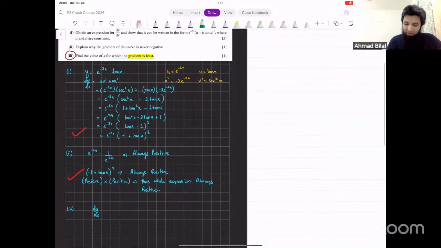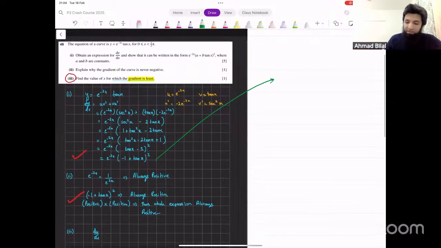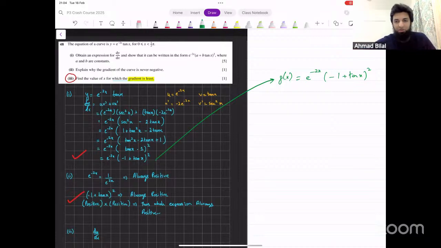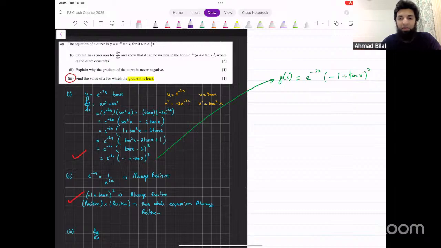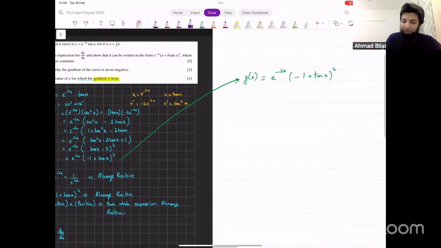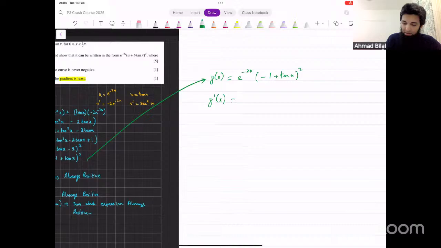What you do is you treat this as a new function. You say this is the gradient function, which is e raised to power minus 2x times minus 1 plus tan x whole squared. Forget about whatever was the original function. That does not matter. This is the gradient function. You are looking for the value of x for which this function is least, when this has a minimum value. How do you find minimum point of anything? You find the derivative, put that equal to 0. So that's what you would do here. Find the derivative of this, put that equal to 0, and you'll get a value of x from that.